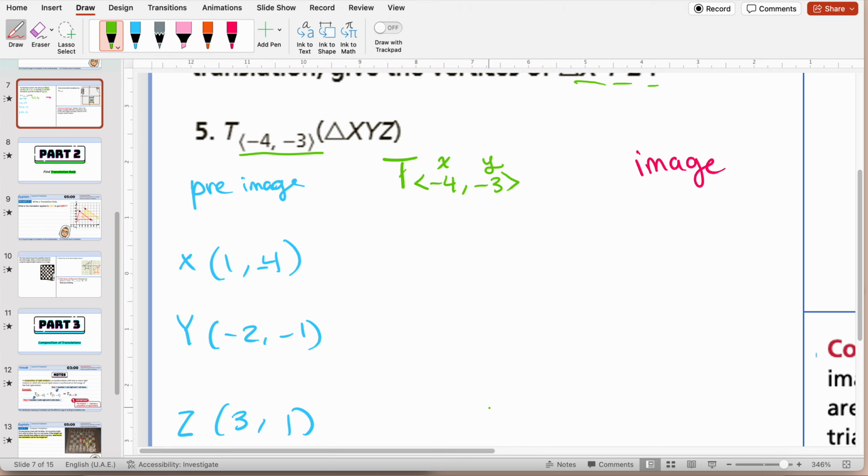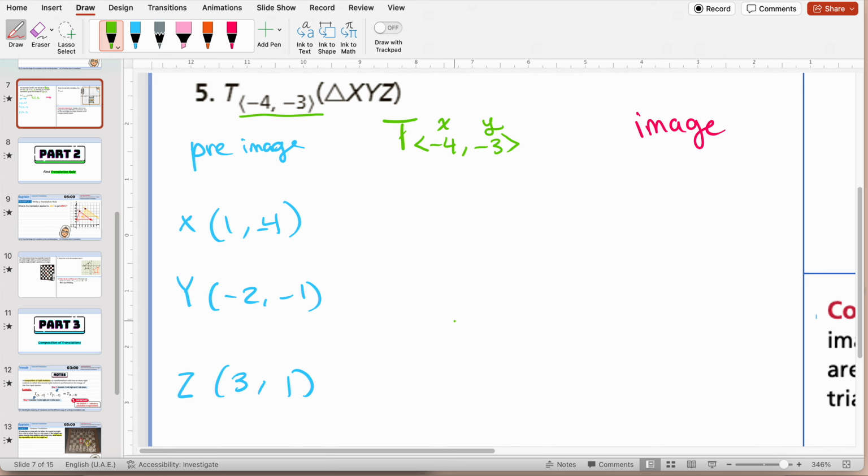It's very simple. You just have to organize your work. Yalla, what should I do? Write your point. I have 1 on x, negative 4 on y. I have on the translation negative 4 with the x value. This is my x, this is my y. Negative 4 with x, negative 3 with y. The result will be what?